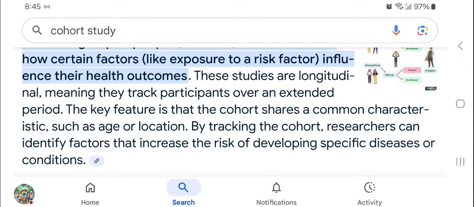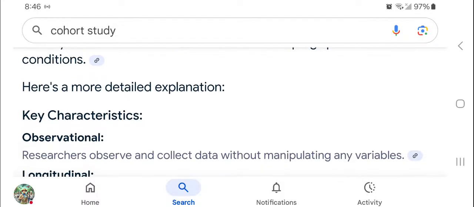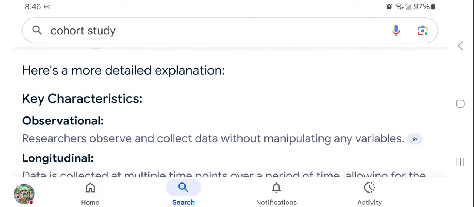But with the cohort study, we spend more money compared to the case control, but we are able to control the confounding factors. For example, like we just mentioned earlier, age and location, where they work, career, and where they live, etc. So we try to match the two groups on those factors. We try to reduce the confounding bias, confounding factors. Okay, so here is the more detailed explanation, the key characteristics.